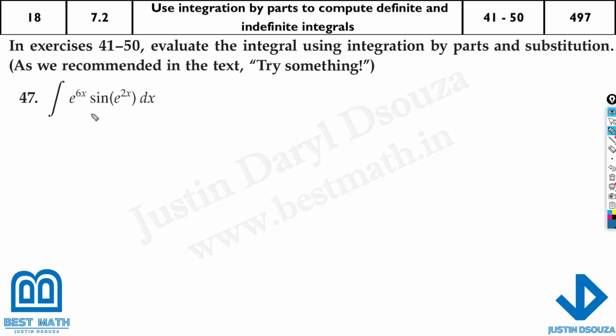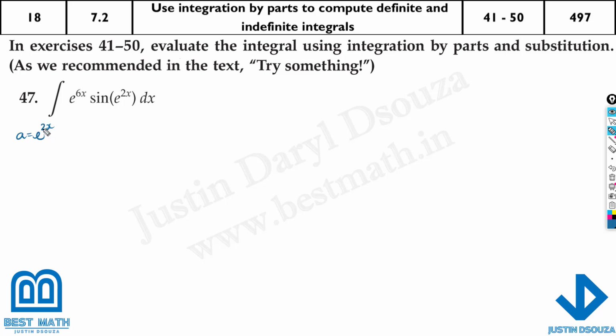Now we have e to the power 6x, e to the power 2x. Seems a little bit complicated, right? Now it's not easy. We have to do it twice because over here we can see there's exponential and sine. The integration by parts will be 2 times. But how do we start solving it? Whatever is inside the sine, let's assume it to be a. So a will be equal to e to the power 2x.